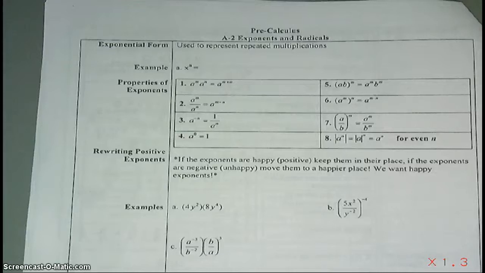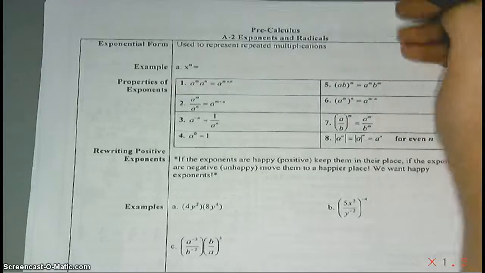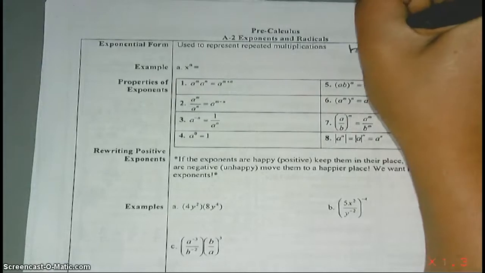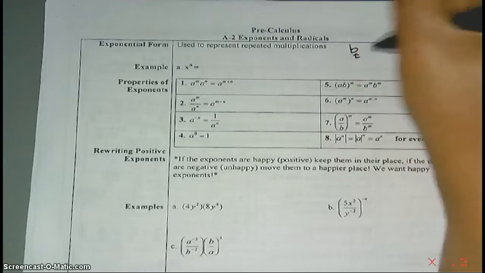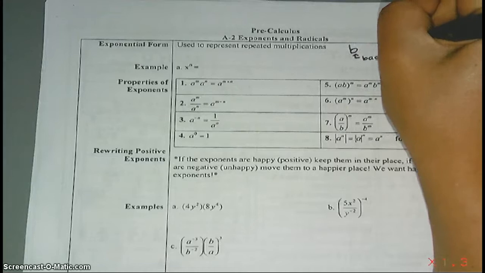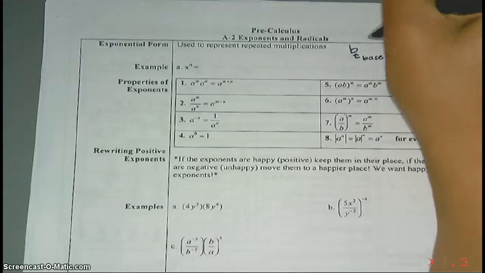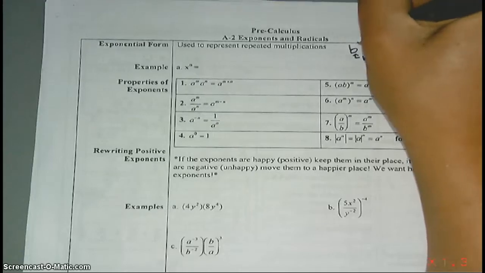All right, we're here doing the A2 notes on exponents and radicals. We're going to start off with exponents. What you should know about exponential form is that it's just anytime you have a number raised to a power. I like to use b as my base. So that's our base number, and it's going to be raised to an exponent. We can call that x.